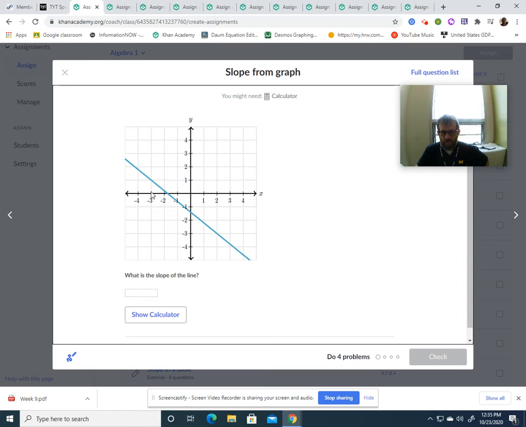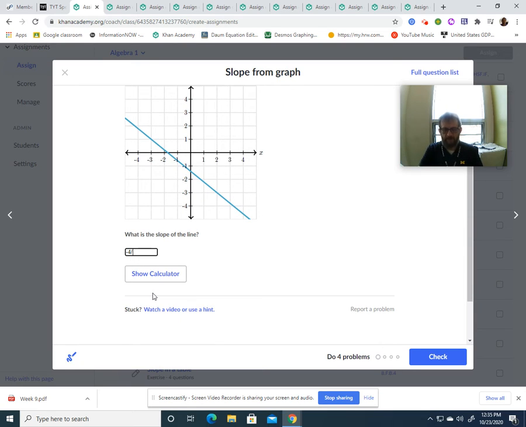So my change in y, which is the top number, is to go from 1 down to negative 3. So my top number is negative 4, and negative 4 is going to be the top number of my fraction. And then from negative 3 to 2, that's 5 over. So 5 is going to be my bottom number, because my slope is change in y divided by change in x. My change in y was down 4, that's negative 4. My change in x was positive 5, so I put negative 4 over 5.